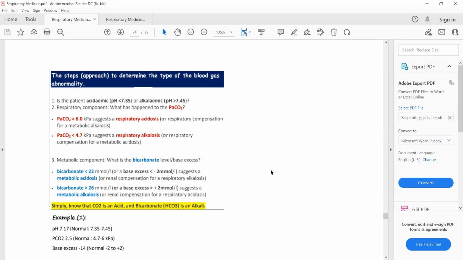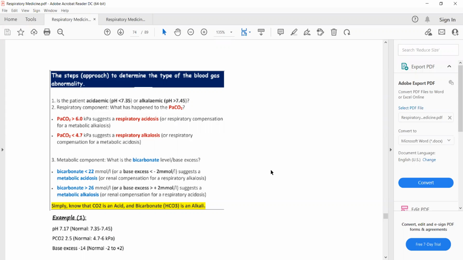Number one: pH is 7.1, partial pressure of carbon dioxide is 2.5, and base excess is -14. So what's the first step? The first step is to determine the pH, and the pH is acidic. So it's acidosis. Write down acidosis.